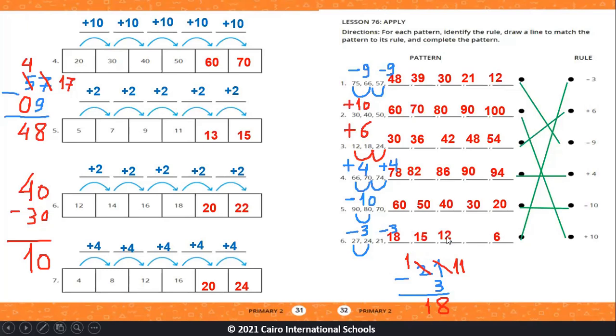12 minus 3, you can do it by the counting back strategy. You can count back by 3 steps. Before 12, 11, 10, then 9. Okay? So the result equals 9. 9 minus 3 equals 6. Okay? Now we reach the end of our session. Thank you for paying attention.